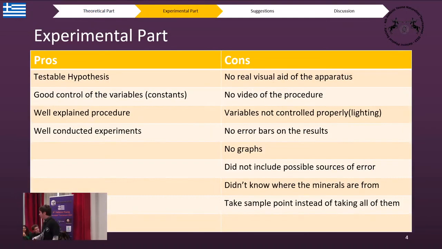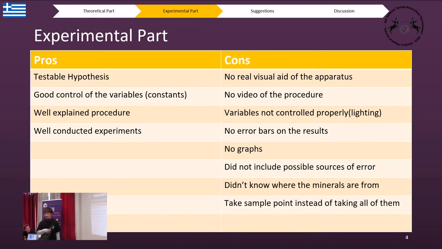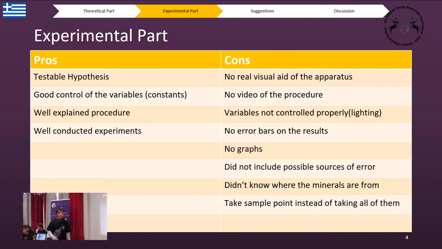Now for the experimental part, they had a pretty testable hypothesis, and they had good control of the variables, for example lighting conditions. They explained the procedure well, and it was very well conducted with enough trials, but they didn't show any video of the procedure, and they didn't have any error bars or graphs, so the analysis was, in the end, mostly qualitative.